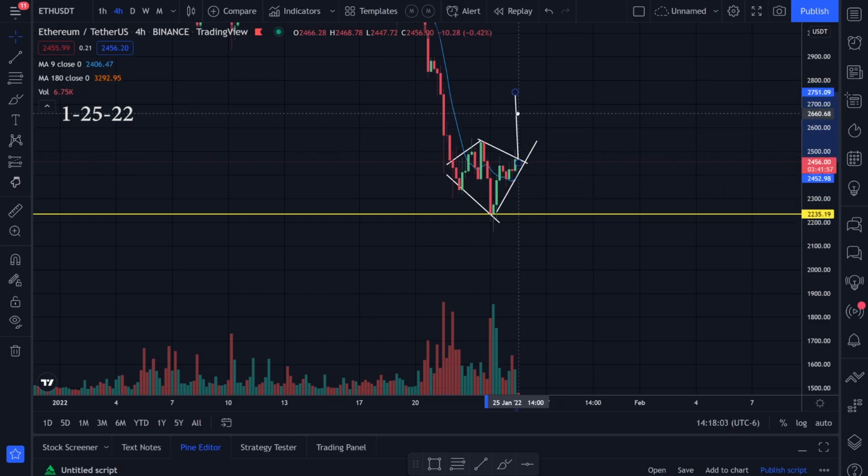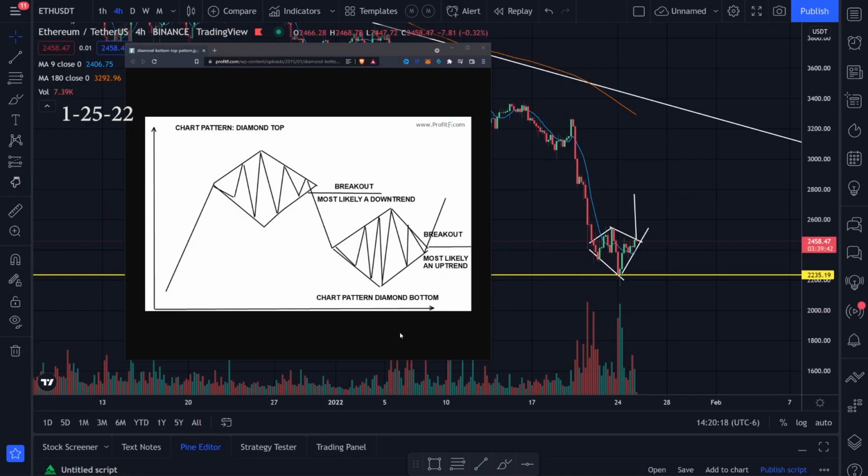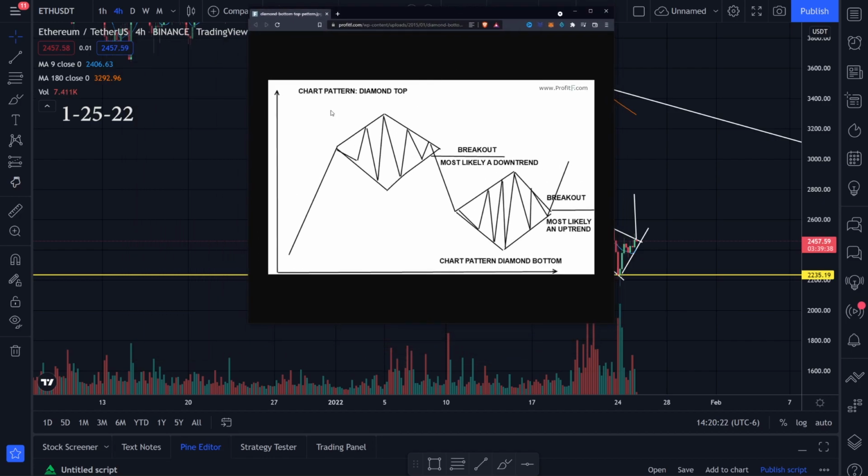The downside almost looks like a flag pattern, but let me look that up real quick. Okay, so I just looked up diamond trading pattern on Google, and here's what it looks like. It basically is saying that we could get a diamond pattern at the top, and if we get it at the top, it's most likely a breakout to the bottom. But if we get a diamond pattern at the bottom, it's most likely a breakout to the top.